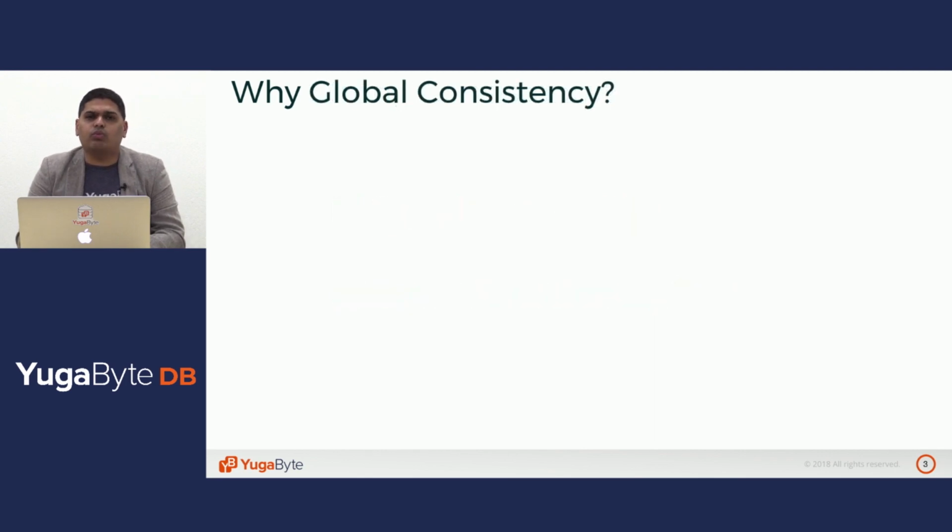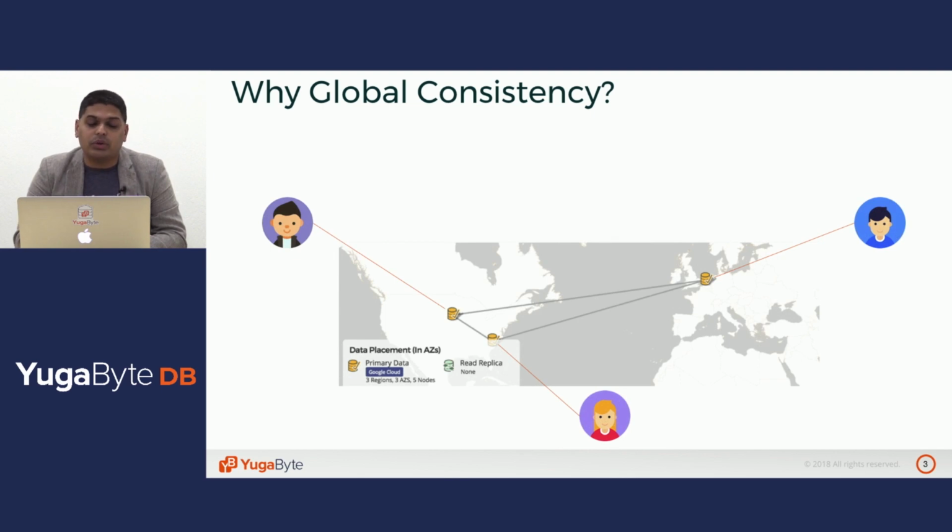The second question is why global consistency? And for that, I want to walk you through an example. Imagine this is the database cluster powering Google.com, and users are accessing that data from across the globe.